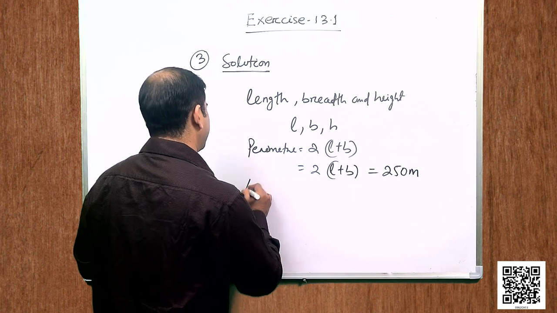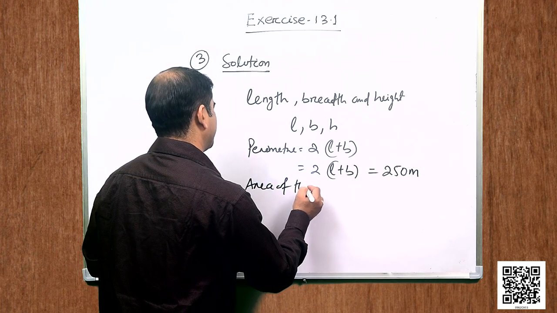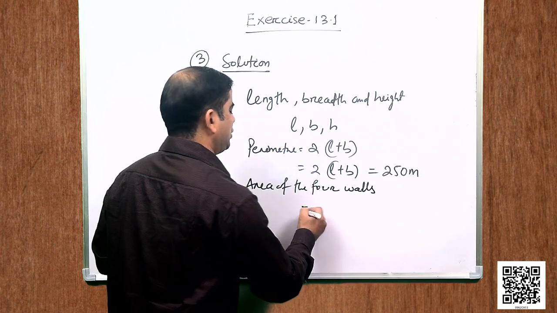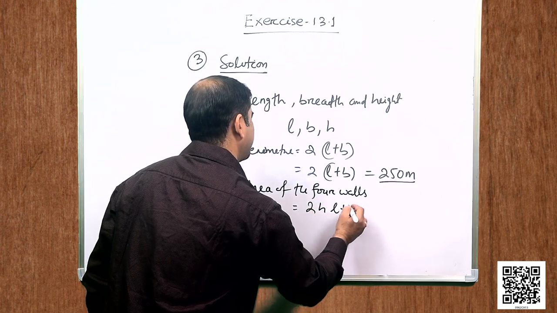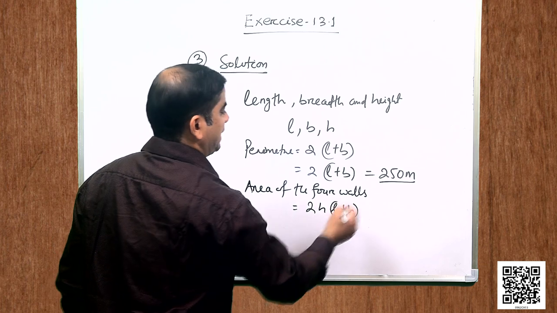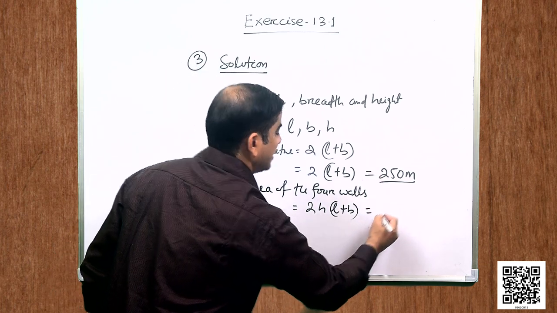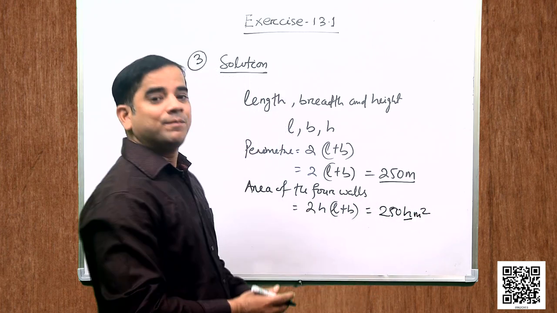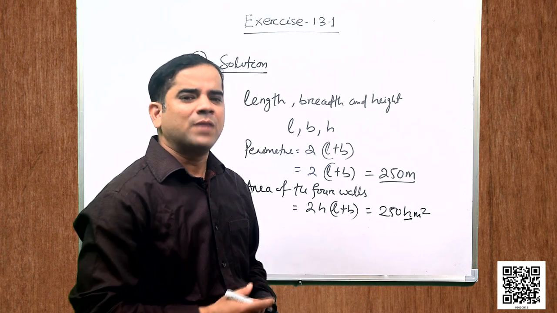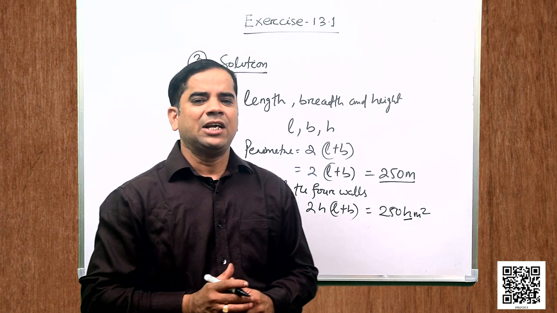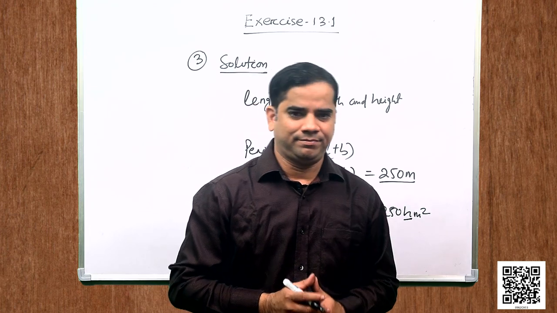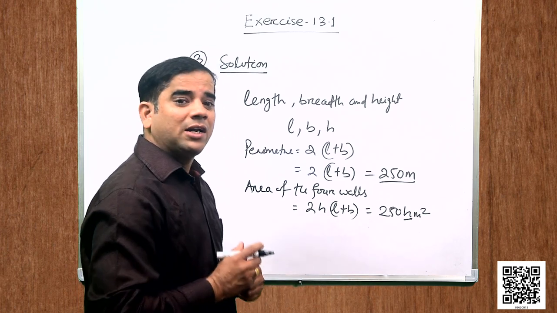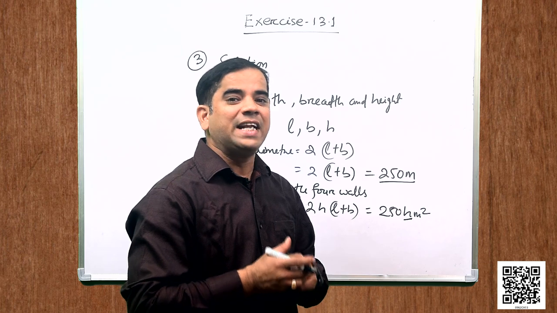Now, area of the four walls is equal to 2H(L plus B). 2(L plus B) is equal to 250 meter. That means it is 250H meter square, because we are not given the height, isn't it? Now, cost of painting the four walls is rupees 10 per meter square, and the total is equal to rupees 15,000.